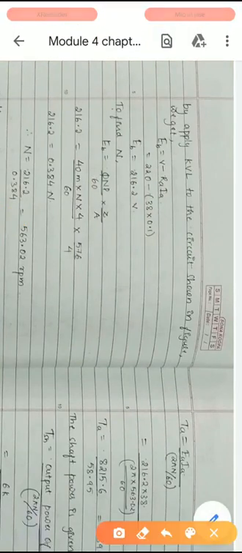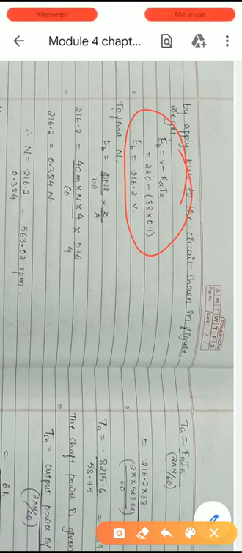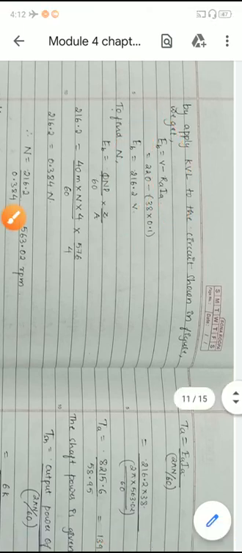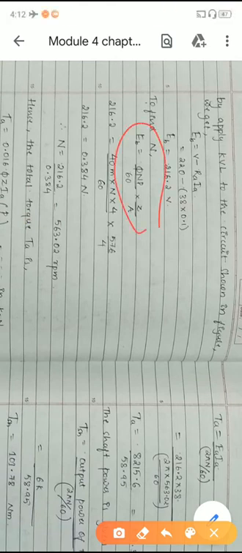EB is equal to what? V minus IA RA. V they have given 220, RA they have given 0.1 and IA we got 38. Therefore, we will get EB is equal to 216.2 volts. Once we get the value of EB, substitute in the formula, then we can calculate the value of N.